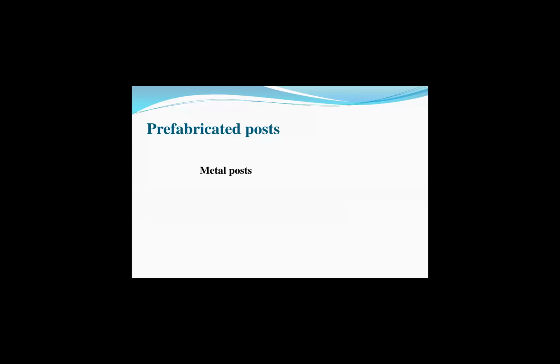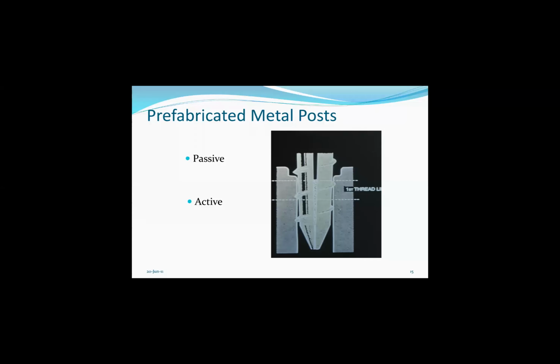Okay. Now, when you see prefabricated posts, you basically have the metal posts that we will start with during our discussions. In the metal post, as I described, you have the passive and the active ones. This diagram tells you very clearly, if you have threads that have to be threaded or screwed inside the canal space, that's an active post. Whereas if the post is just placed very easily inside the canal space without any kind of screwing force, it's a passive post.